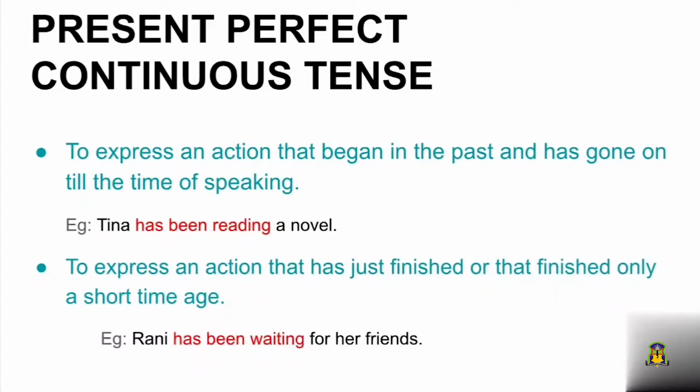Another usage is to express an action that has just finished or that finished only a short time ago. For example, Rani has been waiting for her friends. Here, you can see Rani was waiting just a moment before. Now, she is not waiting. Okay, so these are the uses for present perfect tense and present perfect continuous tense.